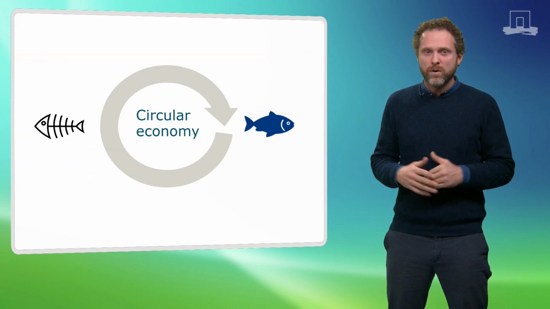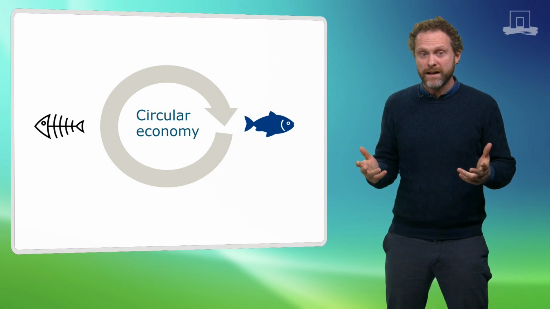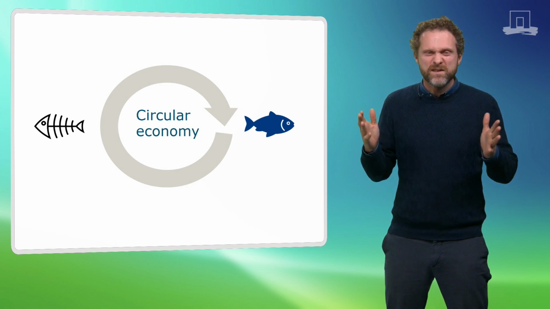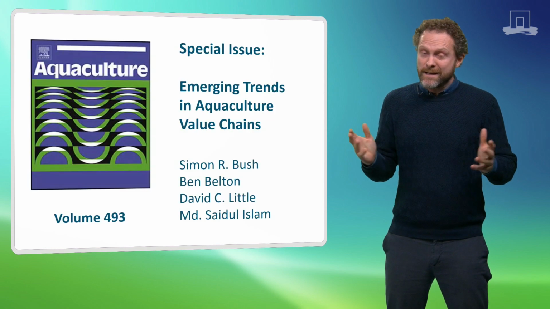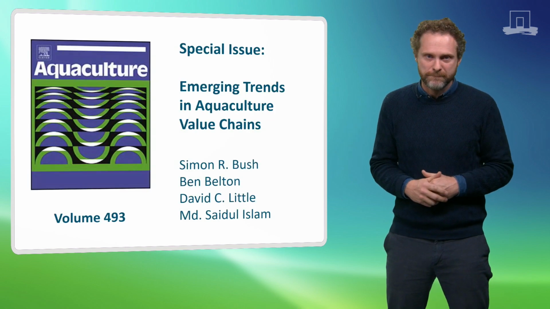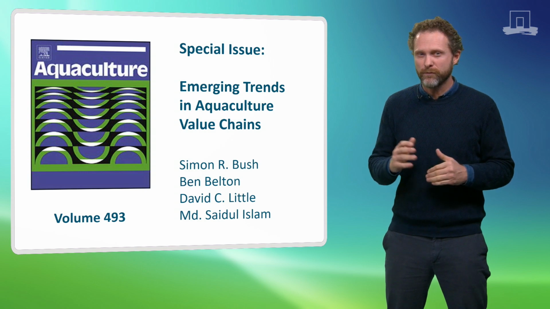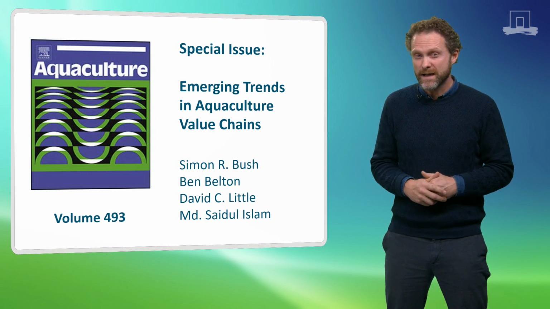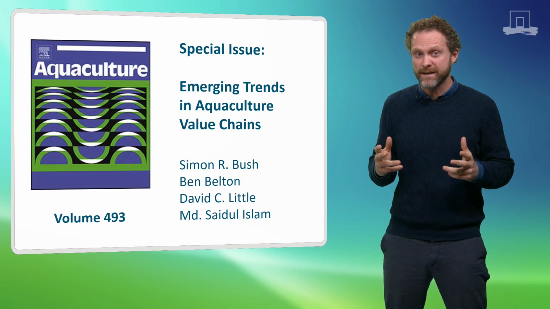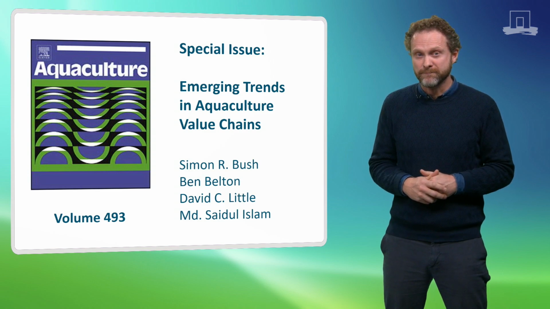Finally, there's still a long way to go to understand how aquaculture value chains can contribute to more circular use and reuse of material waste flows. In short, we've made progress, but there's still a long way to go before we really understand how aquaculture can sustainably meet the estimated forecast of 93 million tonnes which are needed by 2030.